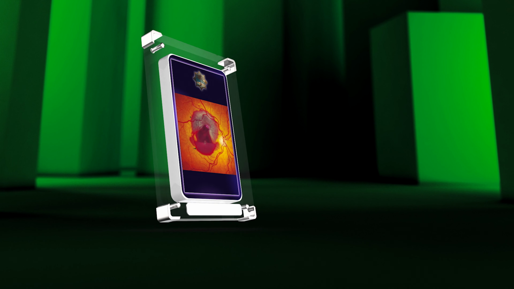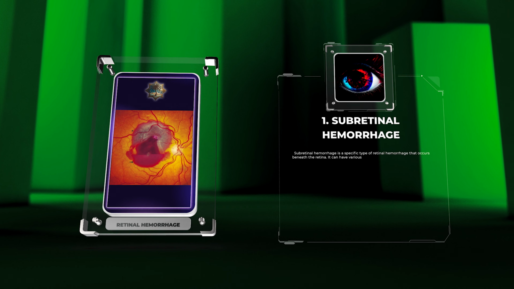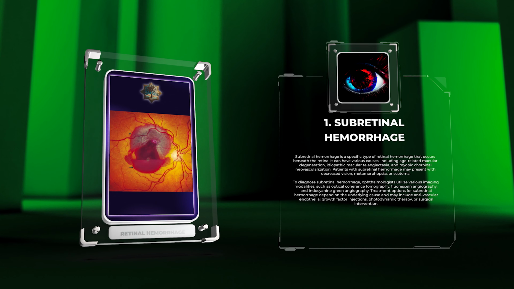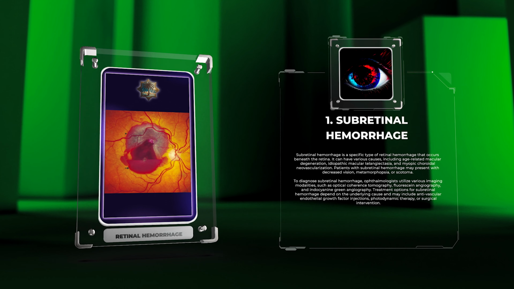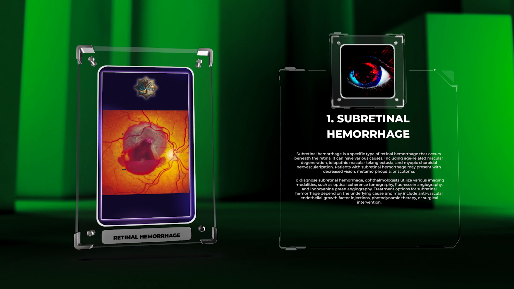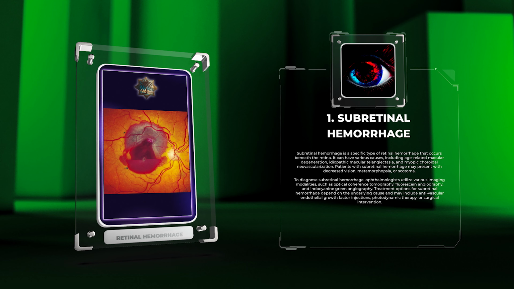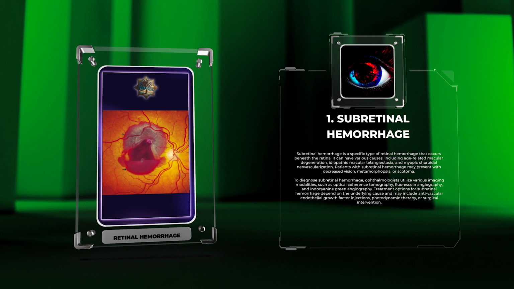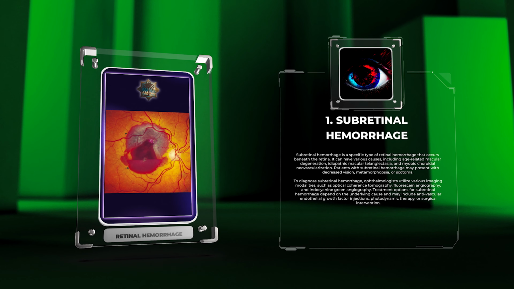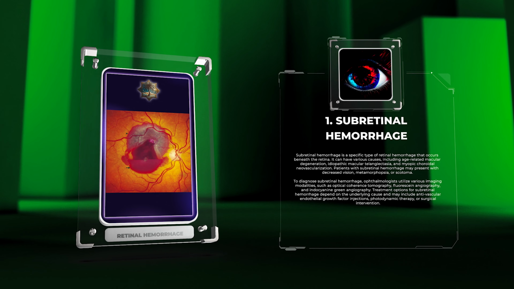Subretinal hemorrhage is a specific type of retinal hemorrhage that occurs beneath the retina. It can have various causes, including age-related macular degeneration, idiopathic macular telangiectasia, and myopic choroidal neovascularization. Patients with subretinal hemorrhage may present with decreased vision, metamorphopsia, or scotoma.